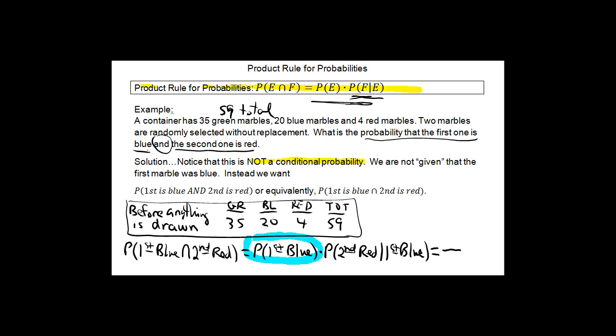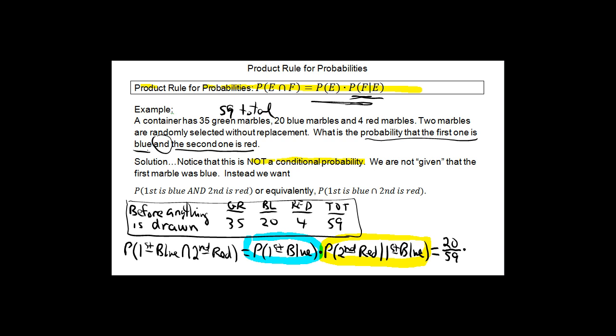In the beginning, we have 20 blues over 59 total. Now 20 is 2 times 2 times 5. 59 is odd, so it doesn't divide by any of the 2s, and it doesn't end in a 5 or 0, so it doesn't divide by 5. So that 20/59 will not reduce. Now we're going to multiply by, and here's where we've got to do a conditional probability. This calculation is a conditional probability.